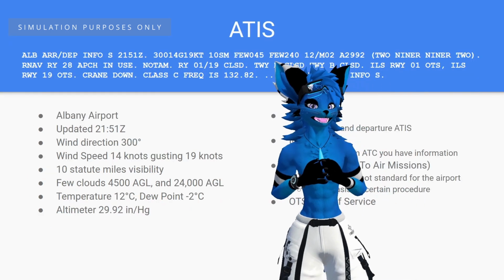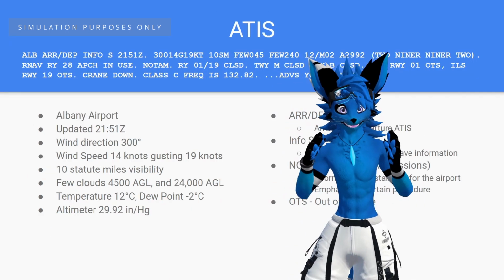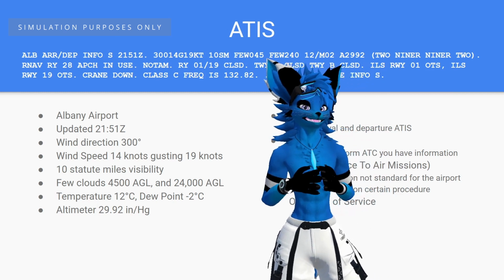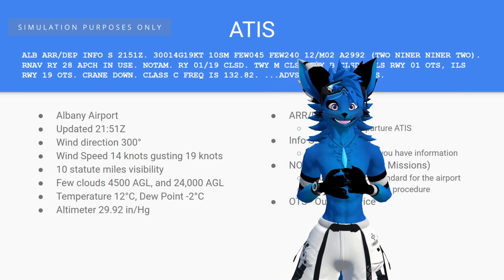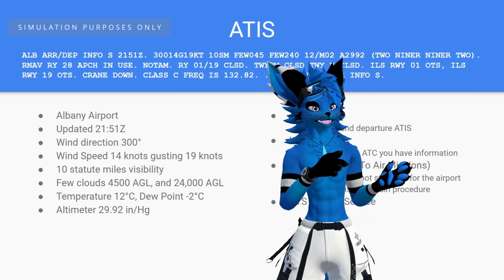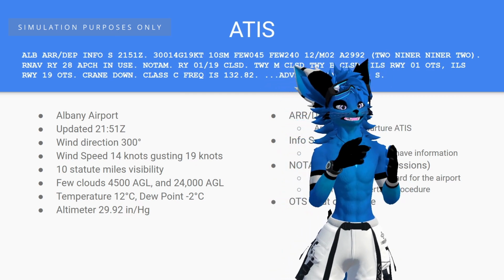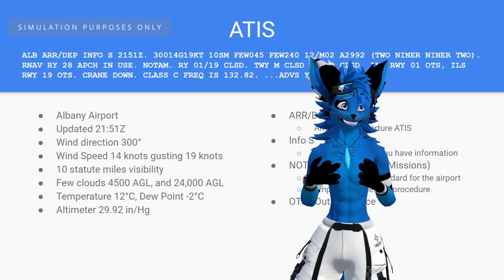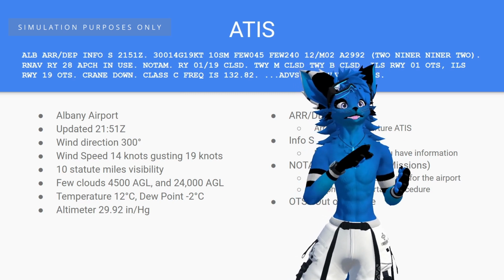Now here we have the ATIS. So as you can see already, this is a little bit more involved than what the METAR has. You probably already see about a quarter of the way through it that there is a METAR embedded in the ATIS report. So just starting at the very beginning, this is the ATIS for Albany Airport in New York. Now, right after that, we see arrival and departure.